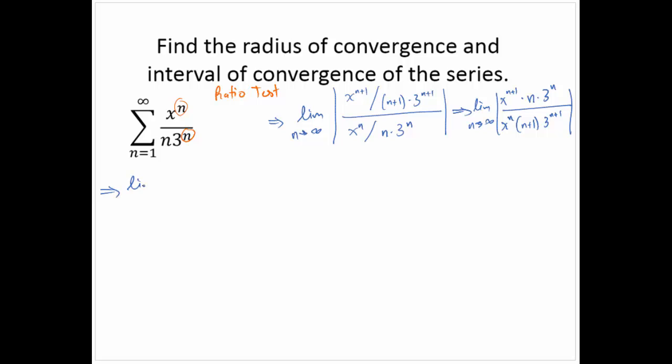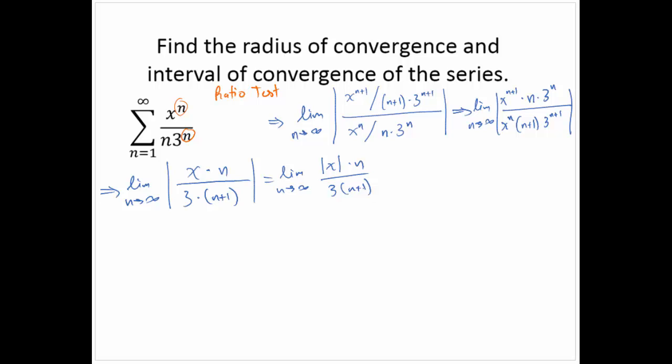Simplifying further, still with n approaching infinity, I'll keep the absolute value for now, and let's reduce some things. I have one more factor of x in the numerator, and one more factor of 3 in the denominator. The n and the n plus 1 I can't do anything with. Now, the n is positive, the 3 is positive, and the n plus 1 is positive, so I can write this as the limit as n approaches infinity of the absolute value of x times n over 3 times (n plus 1).